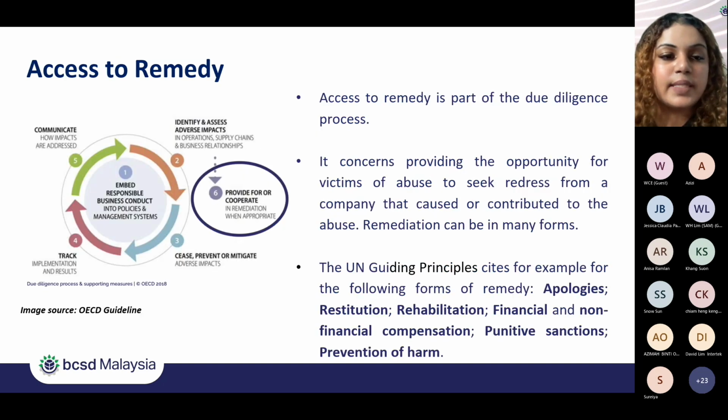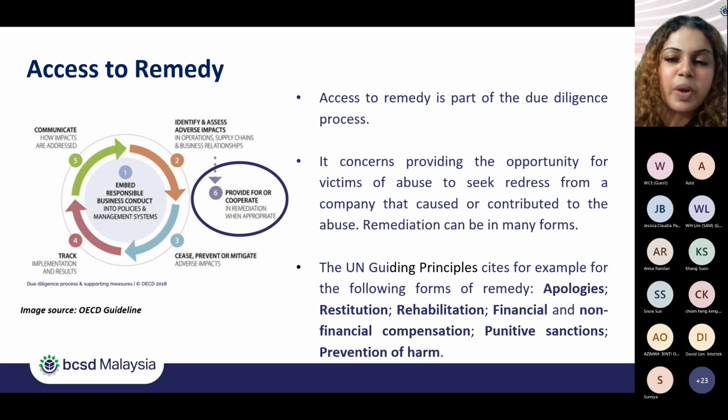And now let's take a look at access to remedy. For different companies, access to remedy is very much part of the due diligence process. It concerns providing the opportunity for victims of abuse to seek redress from a company that caused or, in certain aspects, contributed to that abuse. Remediation can be in many forms. It can be in the form of apologies, restitution, rehabilitation, financial and non-financial compensation, punitive sanctions, prevention of harm.